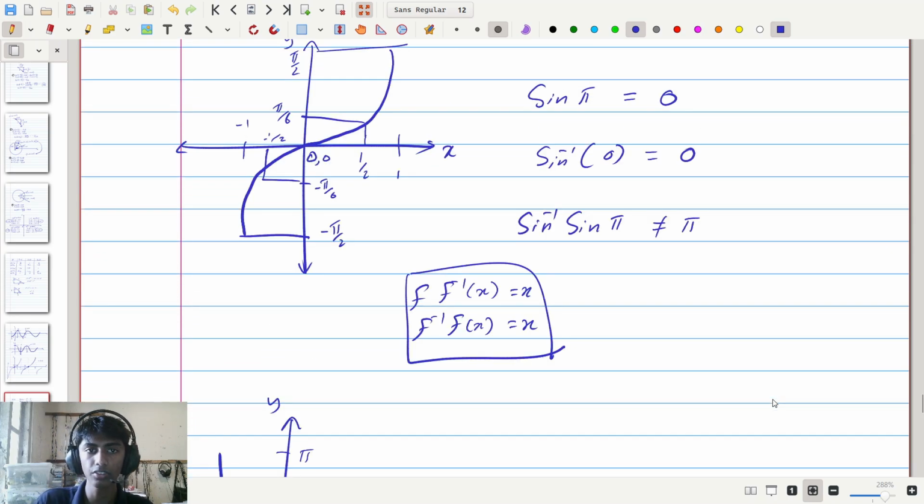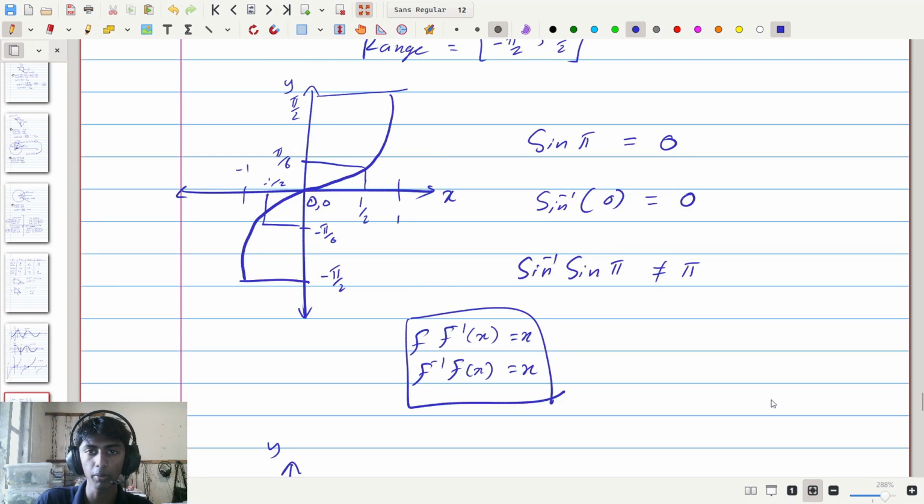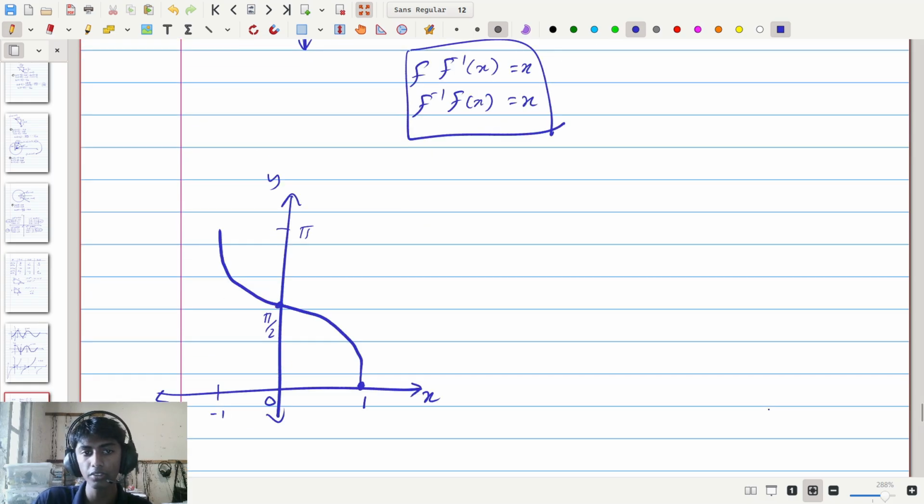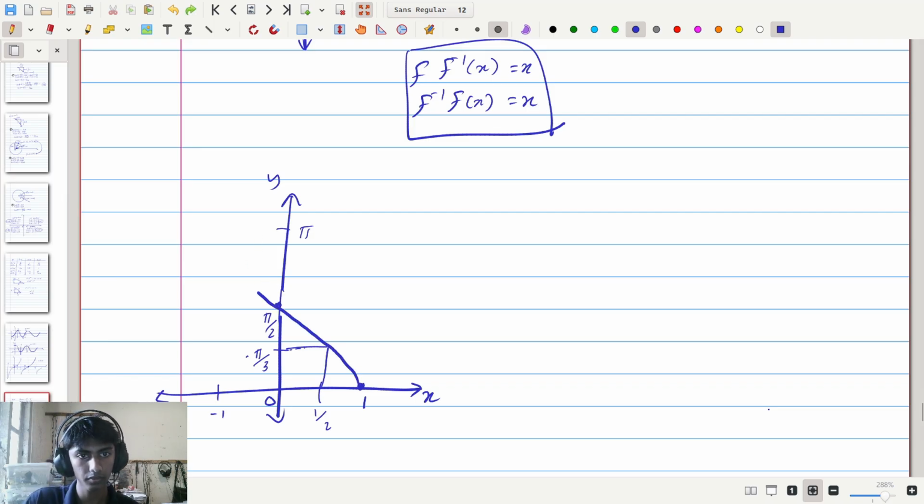Again, cos inverse x has the exact same problem as sine inverse x does. It is not a proper inverse function. It does have some values. For example, if I put a half into here, a half would give us pi/3 over here. So it doesn't actually line up the way I've drawn the graph. I'm going to erase the graph a little bit and try to make it line up properly. There, that's better. Right. So at half, pi/3 and all of that.